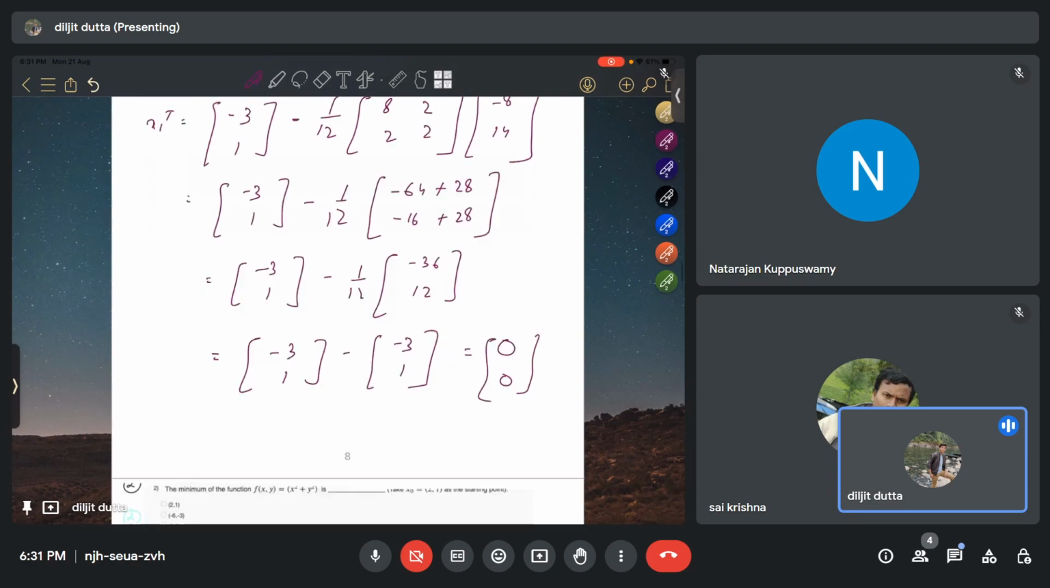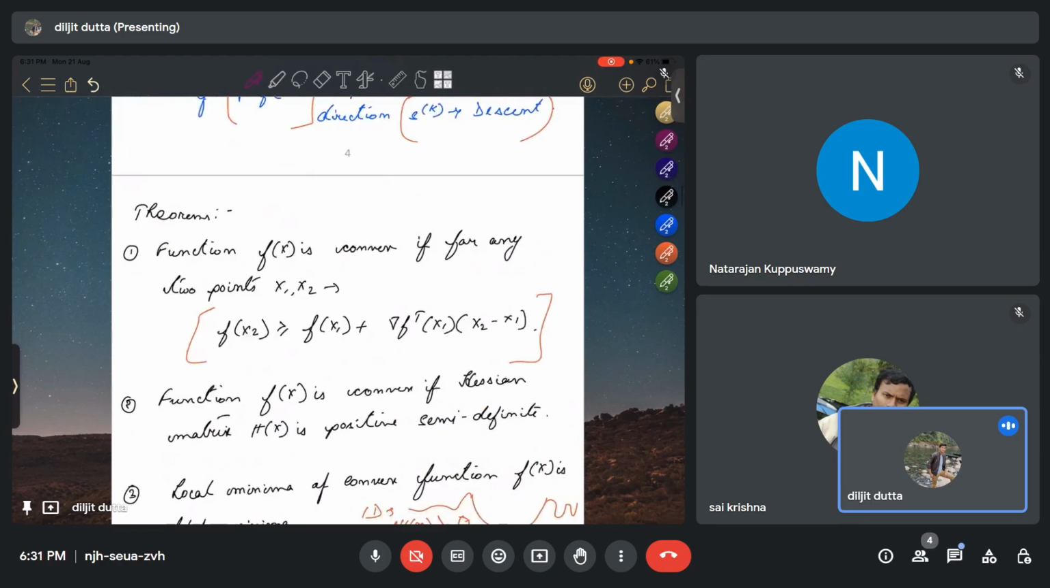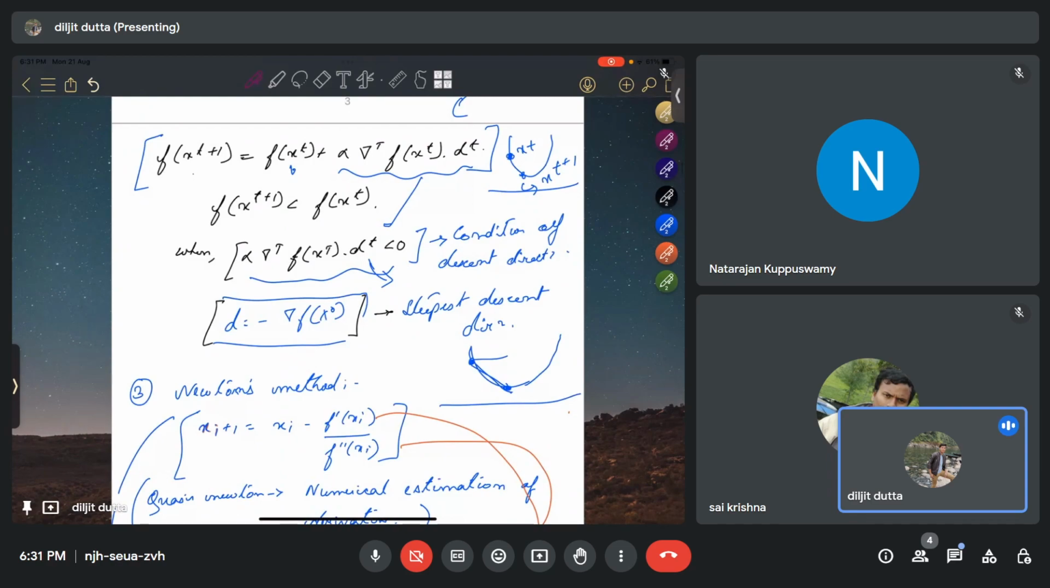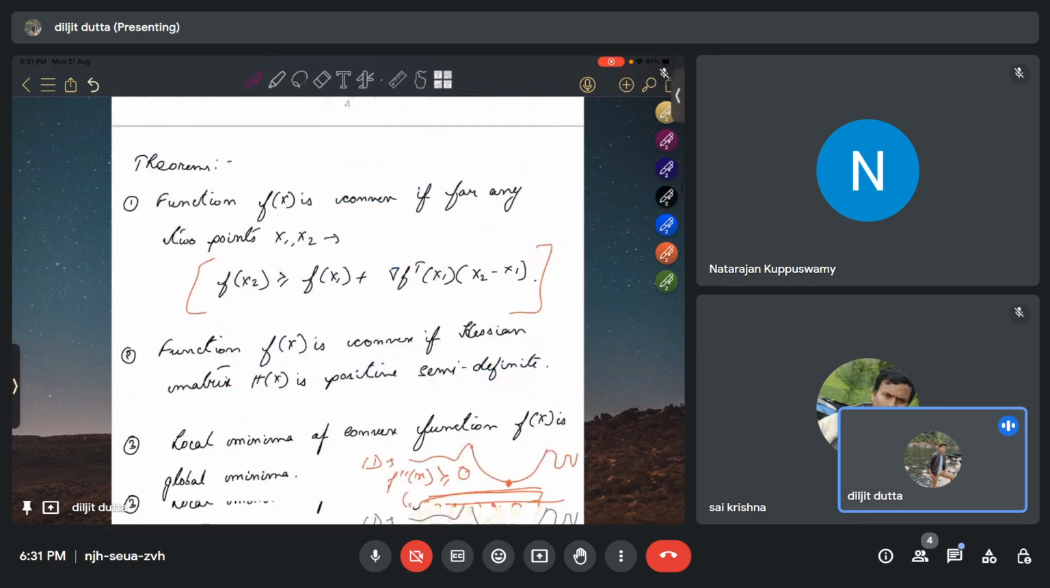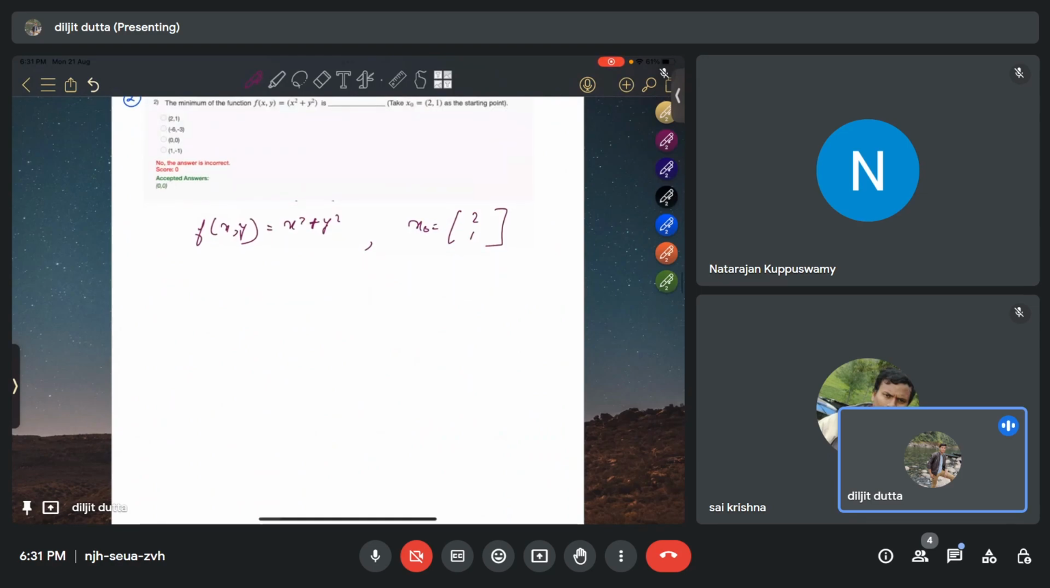So in steepest descent, what do we need? We need only del of f of x, right? So we need alpha and del transpose of f of x into again del of f of x. So we need only del of f of x, and alpha will be taken as an arbitrary constant. So let us take del of f of x. It is equal to this matrix, del f by del x and del f by del y. So what we will get, del f by del x is 2x and del f by del y is 2y.